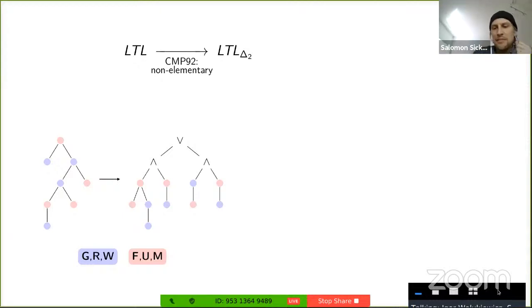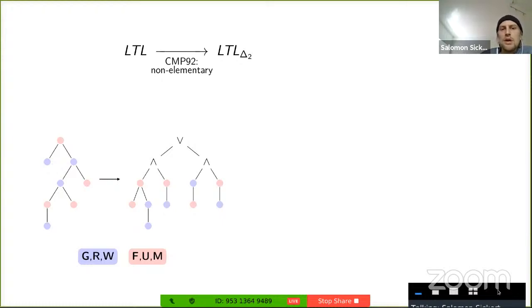Okay, yes. So let me give you the one or two minute version of our paper. Before I talk about our results, let me talk about some previous results by Chang, Manna, and Pnueli from '92. What they have shown is that if you take an LTL formula, and here you have a tree, and just focus in the tree of the formula on the operators globally, release, and weak until, that's the blue dots, and then on finally, until, and strong release, that's the red dots.